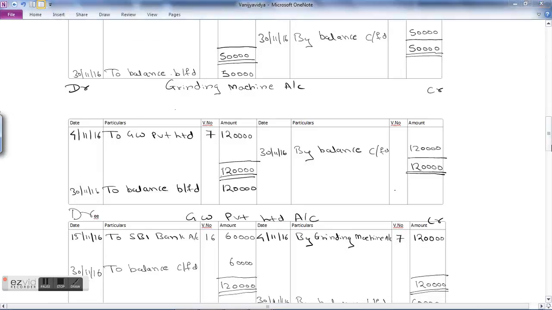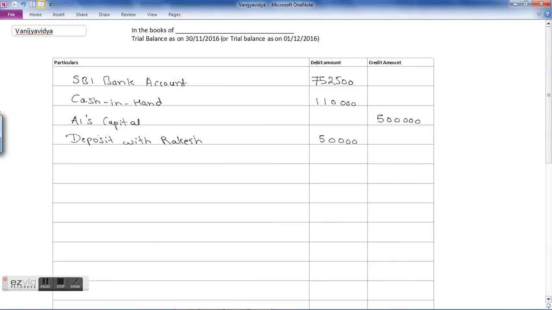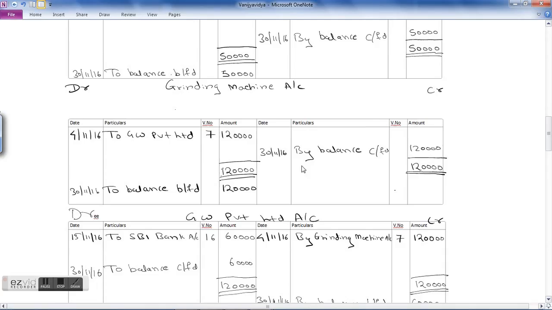So we'll write, you need not write account here. If you want you can write it, otherwise you need not write account. What is the balance? 1,20,000 on the debit side.